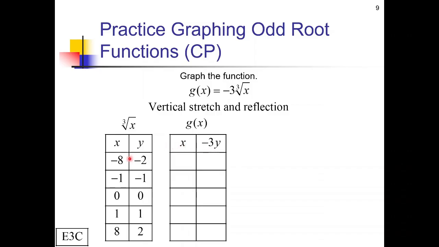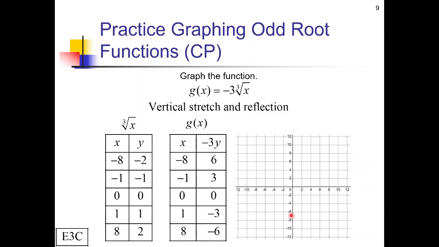So I've got all my original x values, -8, -1, 0, 1, and 8. For my y values, we have -3 times -2, that's going to be 6. -1 becomes 3. 0 is still 0. 1 becomes -1, or -3 rather. 2 becomes -6.